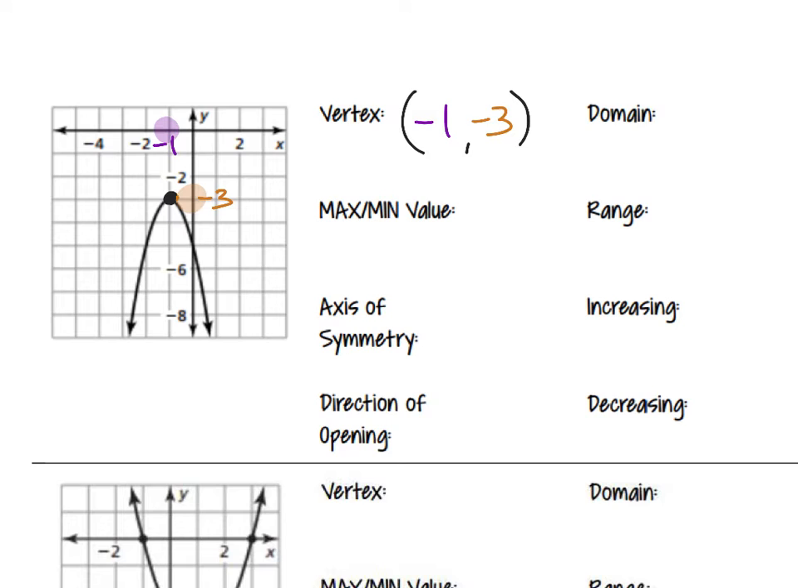Which means, what is this, a maximum or a minimum? Does it have a max or a min? A maximum. And what is that maximum value? That's as high as it goes. I know that's a small number, so it doesn't feel like it should be a maximum point, but that's as high as this parabola goes.